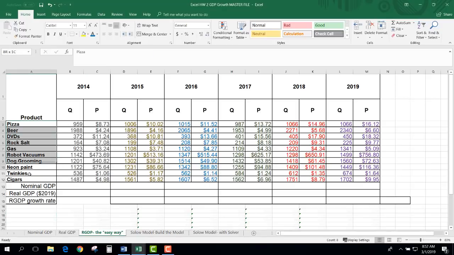A bit more complicated economy, of course, still not nearly as complex as the real economy, but this one has now 10 products, and we're looking at a 6-year time period. Oh boy, this looks like it's going to be tedious.